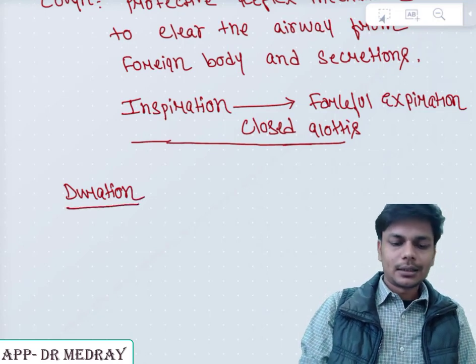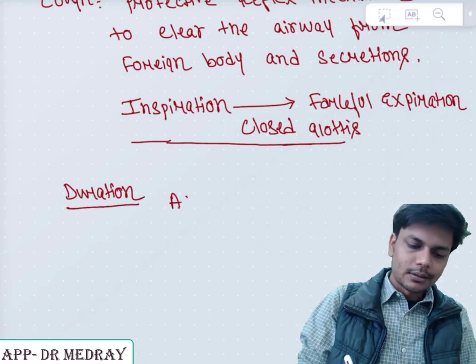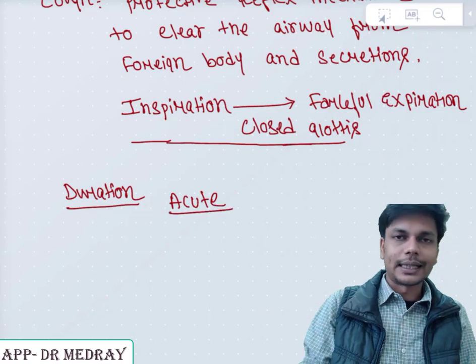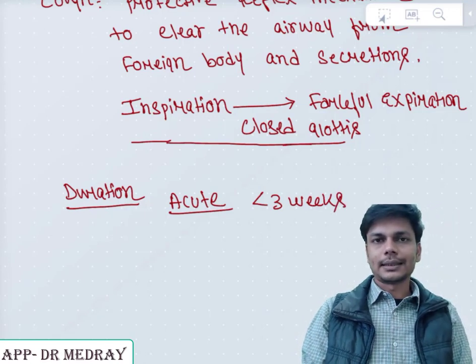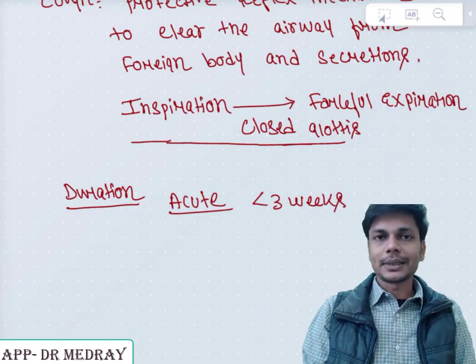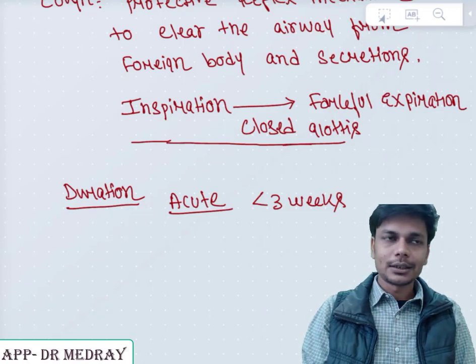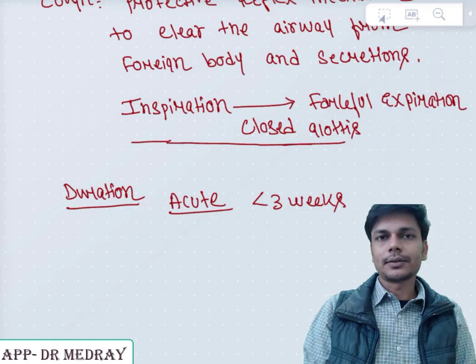Cough can be of acute duration. We call the cough acute if it is less than 3 weeks. If the cough has been occurring for less than 3 weeks, or if the patient has presented to us with a duration of cough less than 3 weeks, we call this an acute cough. So what are the causes of acute cough?